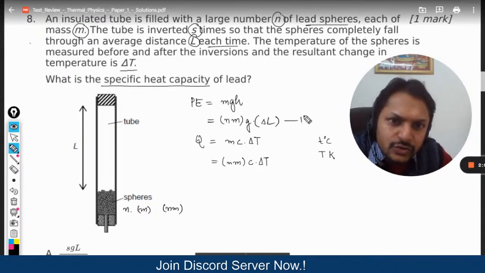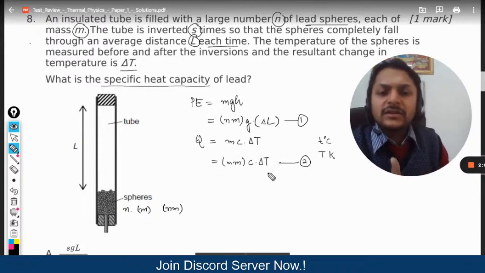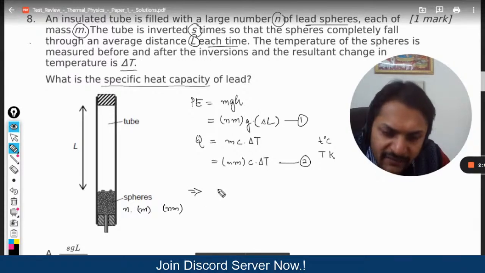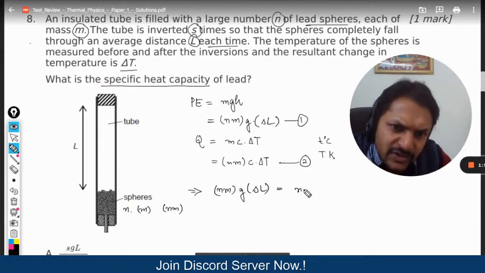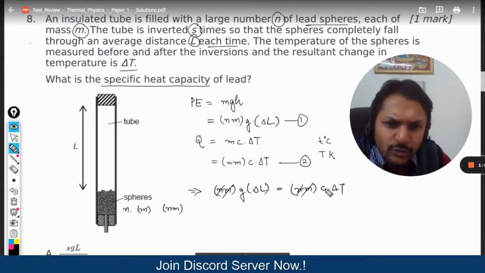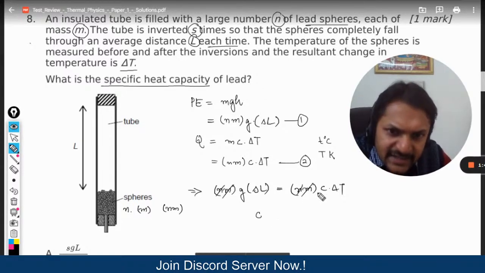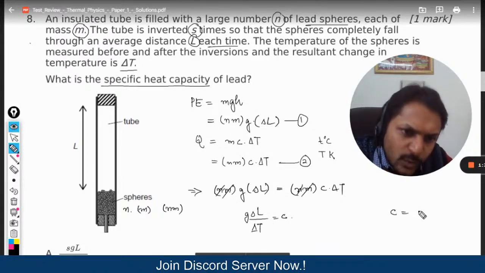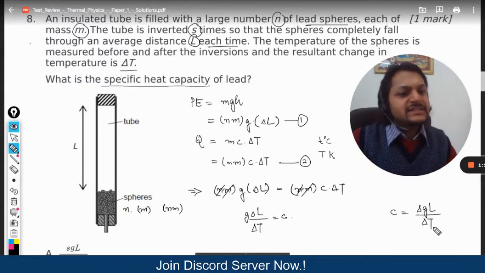Now these two equations have to be equated with each other. Heat lost is equal to heat gained. Okay, energy lost, sorry. So we have n into m g s L is equal to n into m c delta T. n into m gets cancelled out. We want to find c, that is specific heat capacity. So keeping c here, delta T is taken to the other side. It will be g s L divided by delta T is equal to c. So this is what we are getting: s g L divided by delta T.